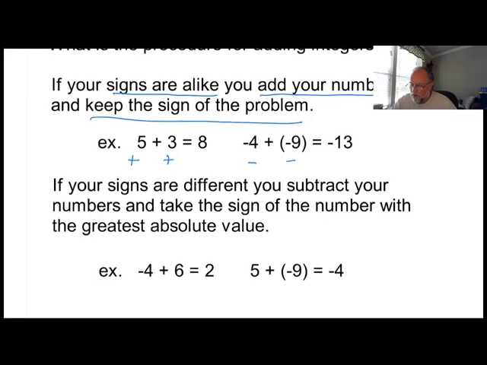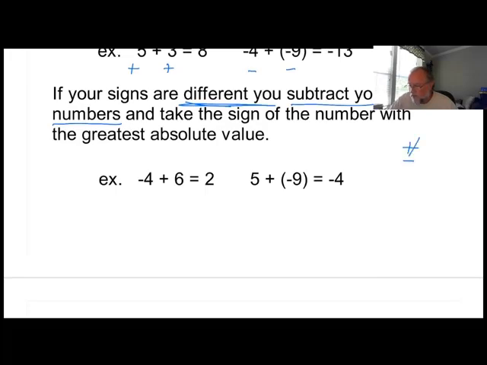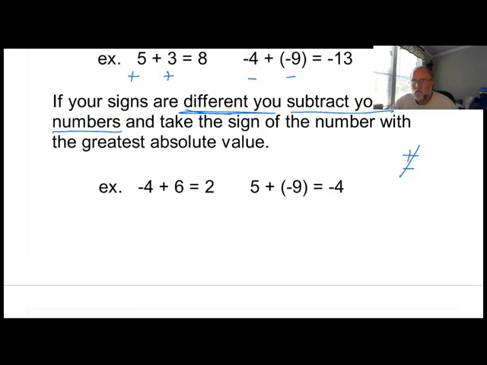Now the problem arises when we have signs that are different, and that's what we got to remember. So it says if your signs are different, okay, that's the key part. If your signs are different, you're going to subtract your numbers, okay, because our one positive and one negative zap each other out. So we're taking those out of the problem. That's our subtraction. And then you take the sign of the number with the greatest absolute value. So if we remember that absolute value, we're talking about the distance a number is from 0.